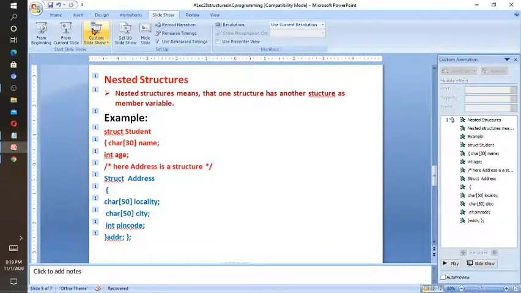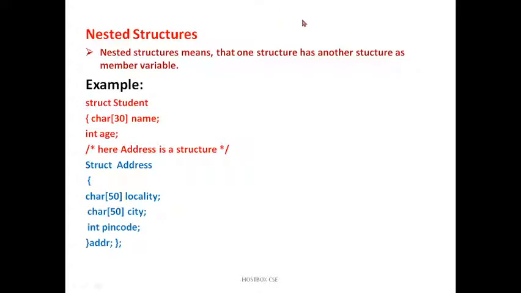Now the next topic is nested structure. Generally, C permits nested structures also, which means one structure has another structure as a member variable. That's the example of a nested structure: a structure combining another structure.